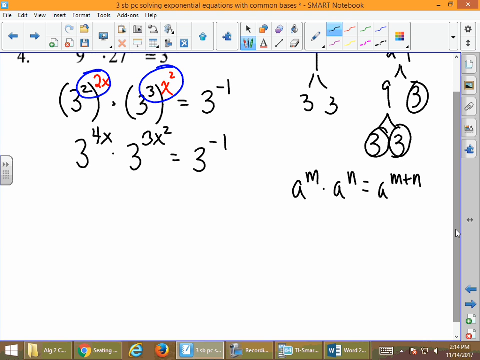So over here on the left side, we have 3 to the 4x times 3 to the 3x squared. We're going to add those values together. What we turn it into is we've got 1 term on the left side of the equation and 1 term on the right side of the equation.